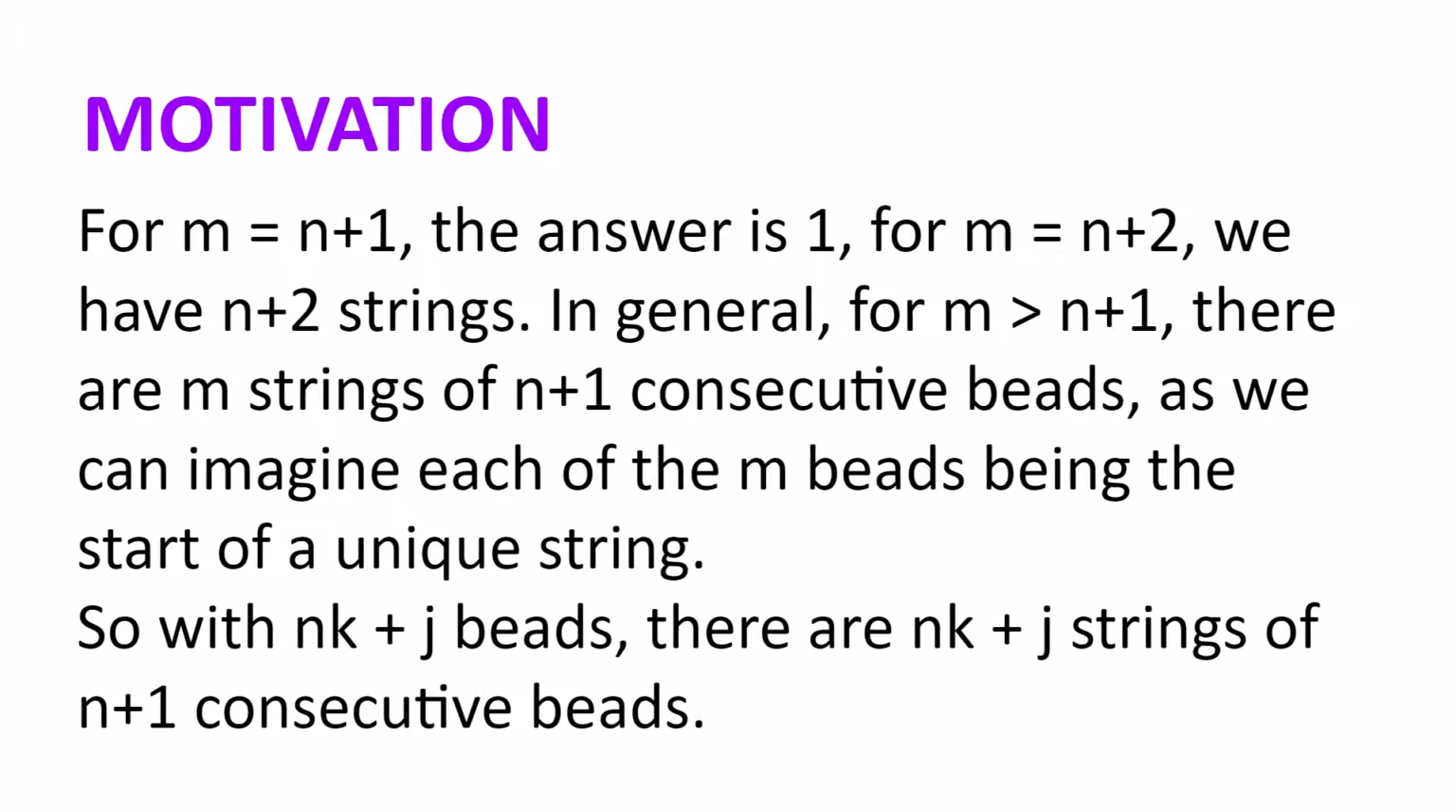In general, we see that for m greater than n plus 1, there are m strings of n plus 1 consecutive beads, as we can imagine each of the m beads being the start of a unique string and defining a string as a starting bead and a fixed direction, say clockwise. So with nk plus j beads, there are nk plus j strings of n plus 1 consecutive beads.